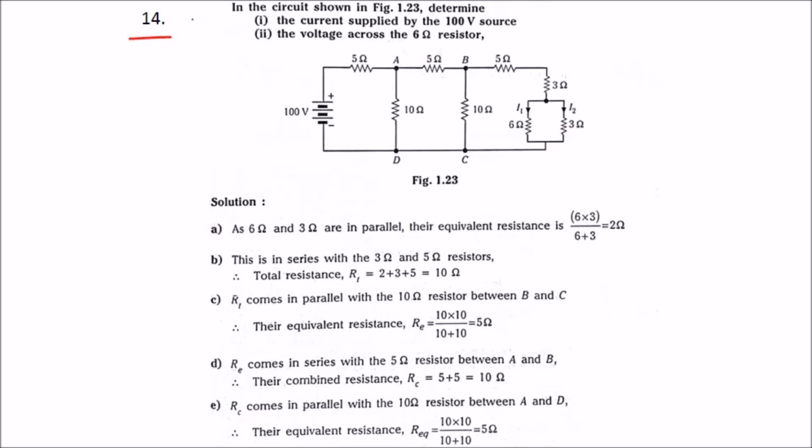Problem number 14. In the circuit shown in figure 1.23, determine the current supplied by the 100 volt source and the voltage across the 6 ohm resistor. So this is the circuit, figure 1.23. They are telling us to find the supply current, that is I, and also the voltage across the 6 ohm resistor.